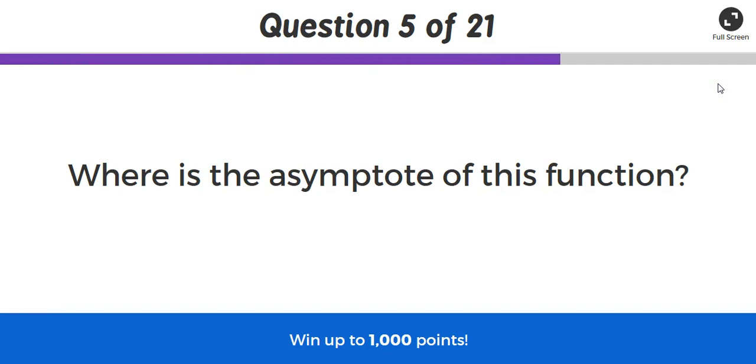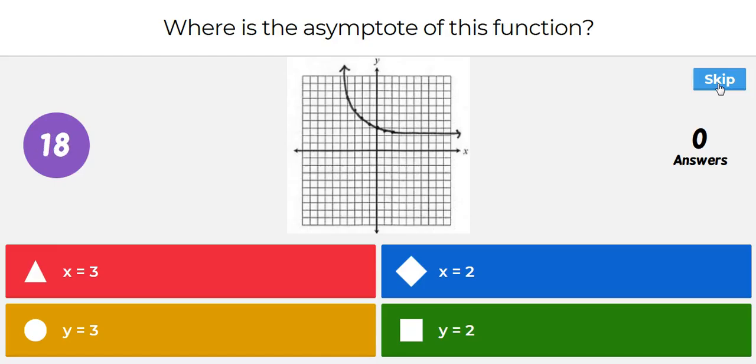And like I said, it's getting closer and closer to 2. That is our asymptote. There's like a wall there at y equals 2. It's never going to go past it. And so for this one, the asymptote is at y equals 2.